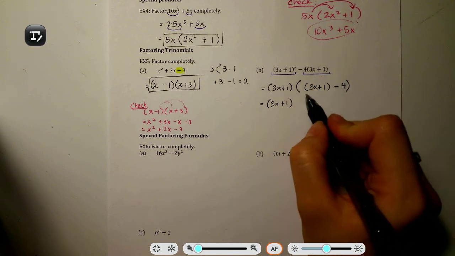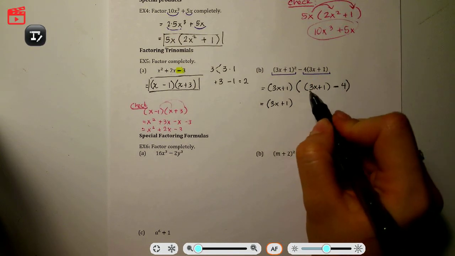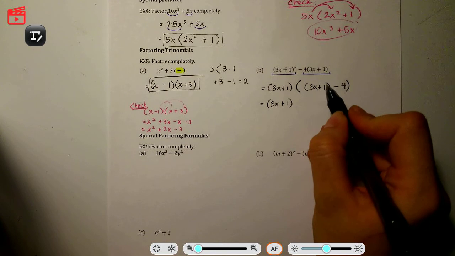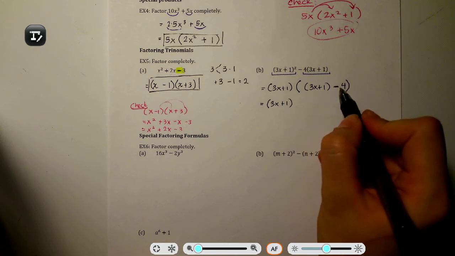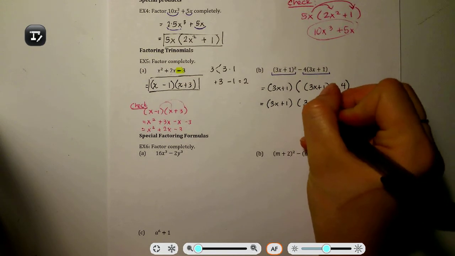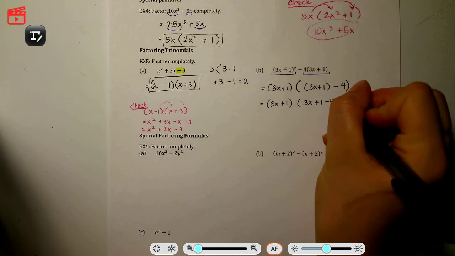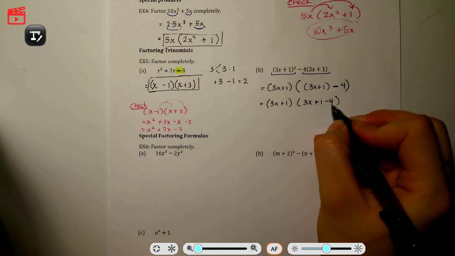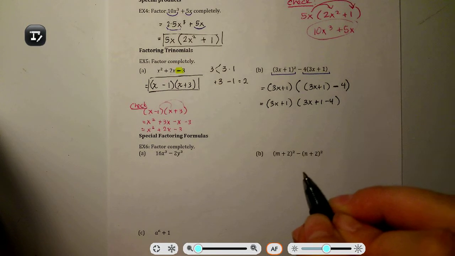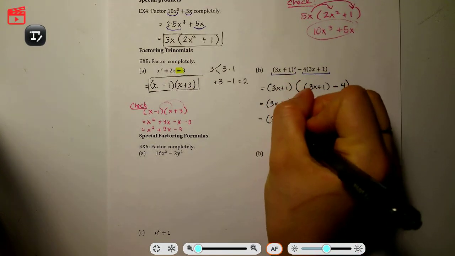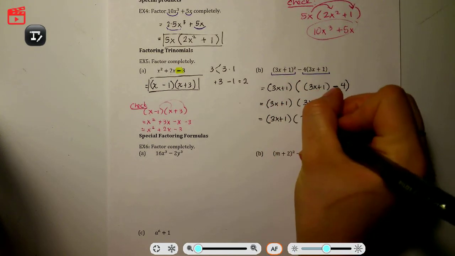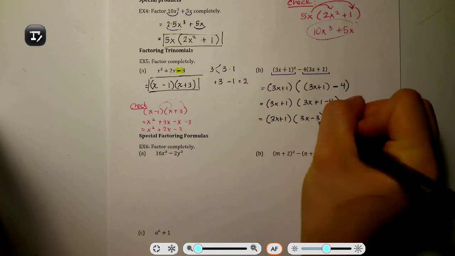But take a look inside this parentheses here. There are some like terms. We have that 1 and the negative 4. So real quick, I'll just drop the parentheses. And now you can see that the 1 and the negative 4 are like terms, so we need to combine those. And we're left with 3x minus 3.